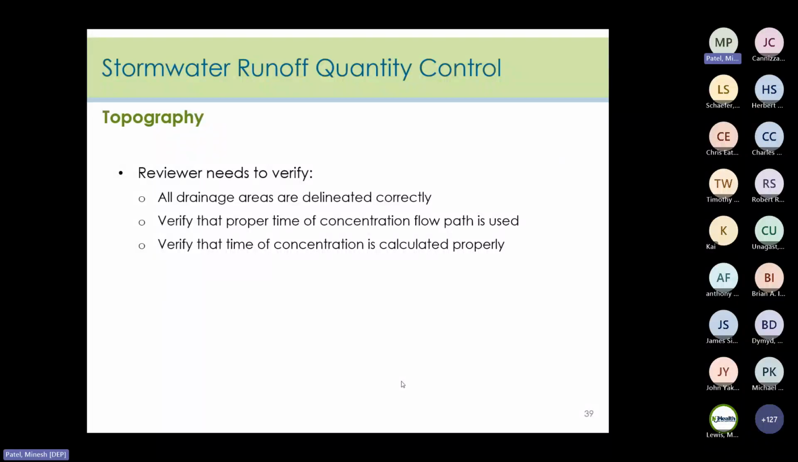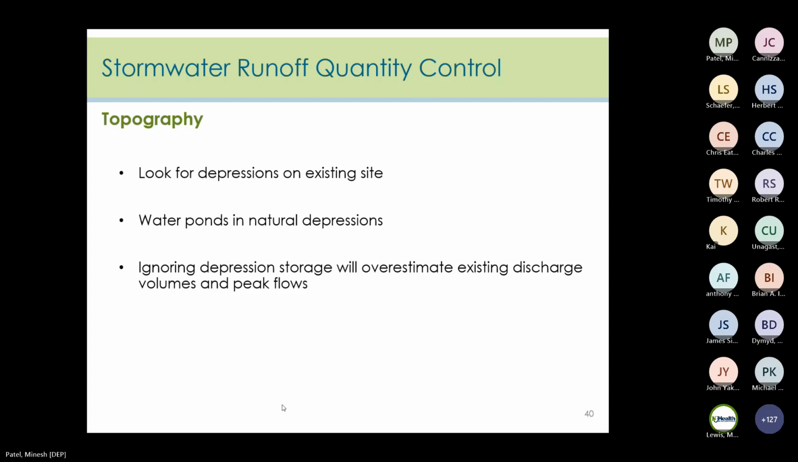To prevent those issues from occurring, the reviewer must verify that all drainage areas are outlined correctly, the proper time of concentration flow path is used, and the time of concentration is calculated properly. The reviewer needs to make sure that any natural ponding on site is included in the model. This is often overlooked, and ignoring it for the existing condition means the allowed proposed volumes would be larger than they actually should be.